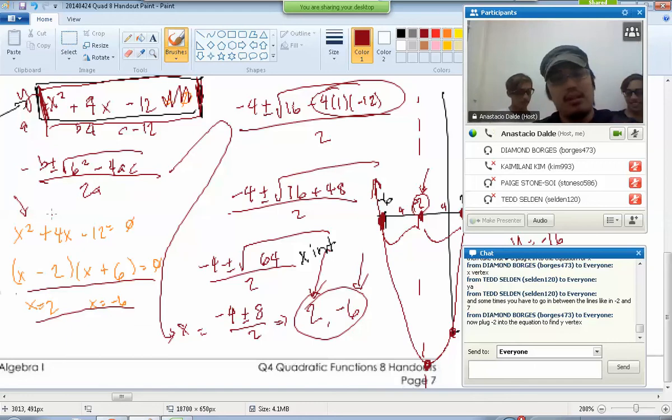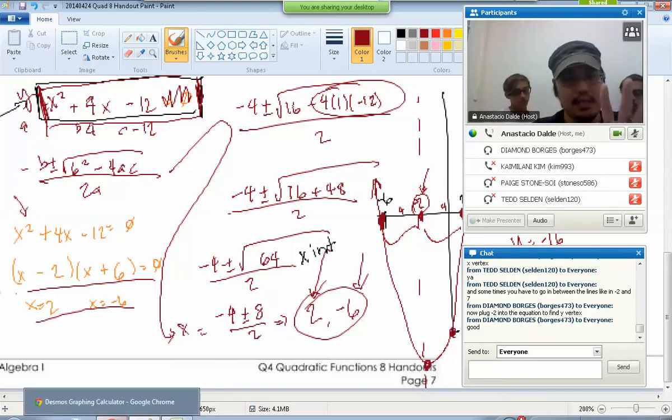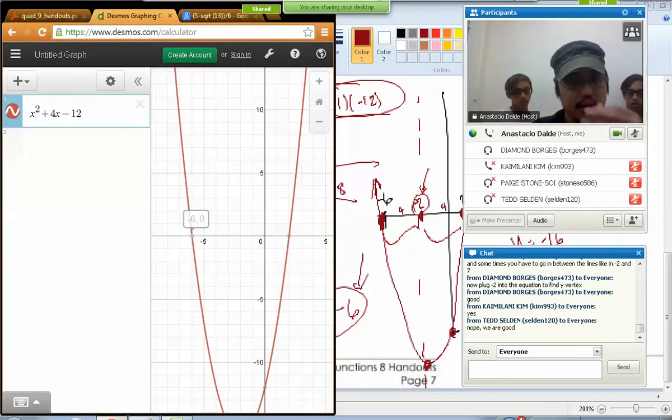Am I losing you guys here? I'm not going off on a tangent, but I'm basically wrapping up all of what the rest of quad 8 is in one problem. Are we good so far? Do you guys understand what I'm talking about? This is really for Kimilani and Paige. All right, good? All right.